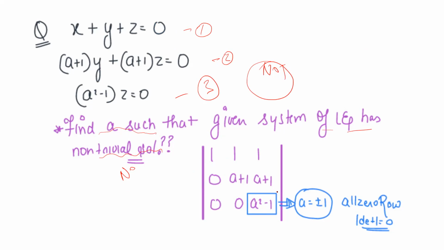So there will be a possibility that the rank of A must be less than n. We will find that if a squared is equal to plus or minus 1, then the determinant will be 0 and the rank of A will be less than n. So a will be plus or minus 1.